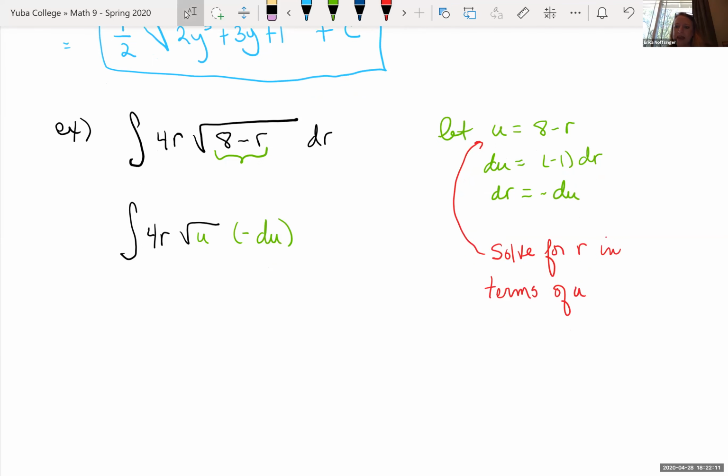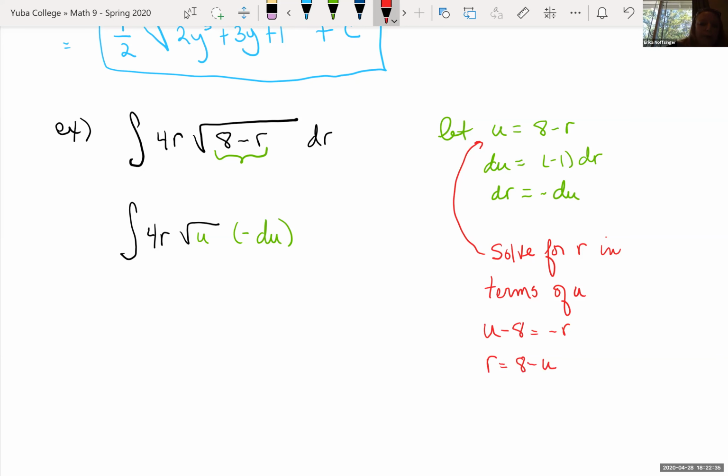Okay, so I want to get r by itself. So if I subtract 8 on both sides, I get u minus 8 equals negative r. If I multiply both sides by negative 1, I would get r is equal to, I'm just going to change the signs here and write the 8 first. So this would be 8 minus u.